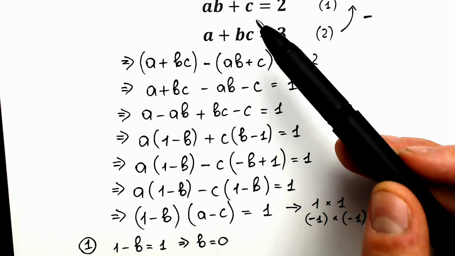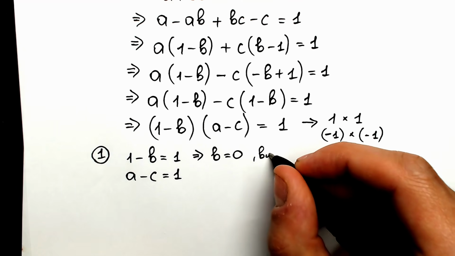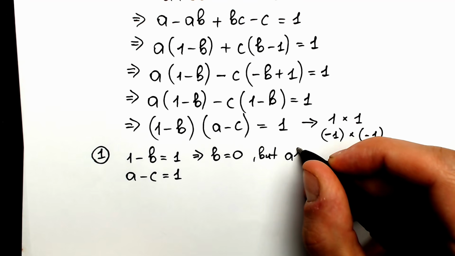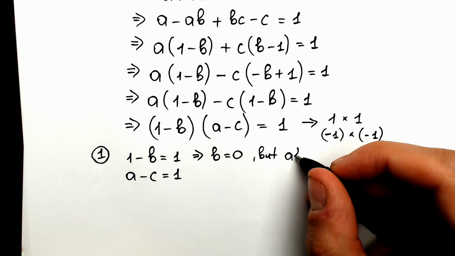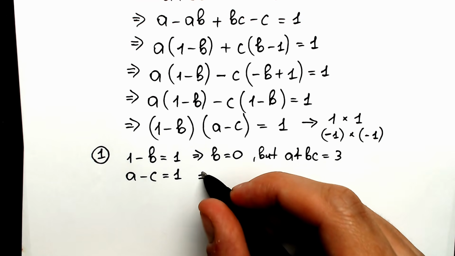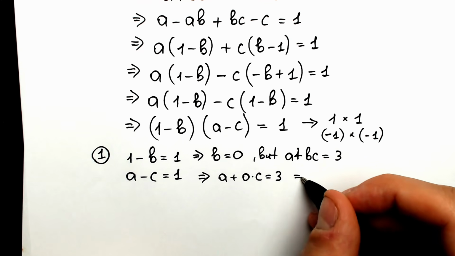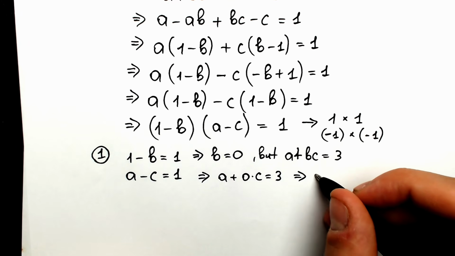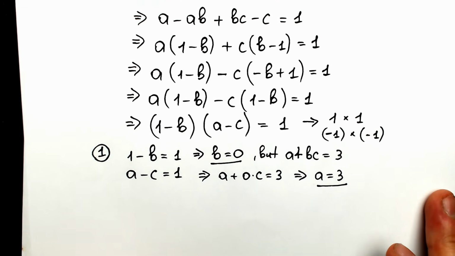So A plus BC equal to 3, or AB plus C equal to 2, doesn't matter. Let's use A plus BC equal to 3. So from here we have A plus b times c, 0 times c, equal to 3. So from here we have A is equal to 3. And we know that b equal to 0, A is equal to 3.